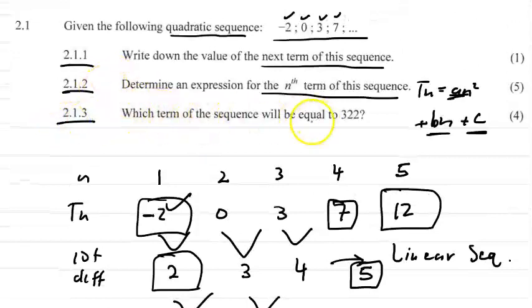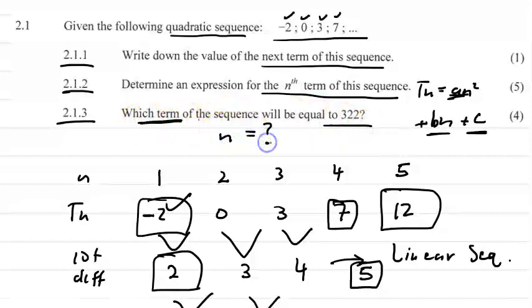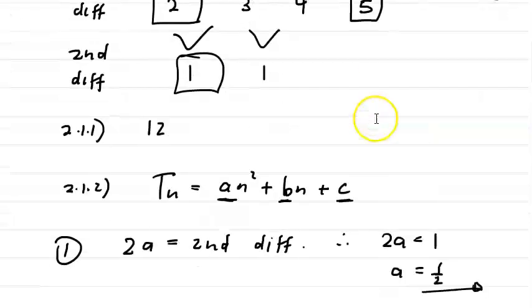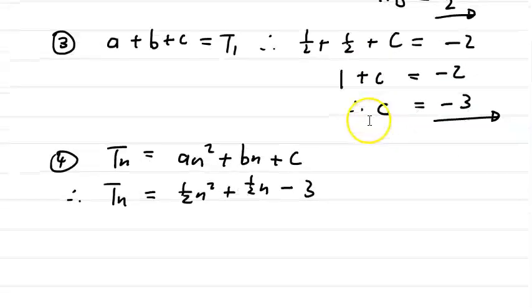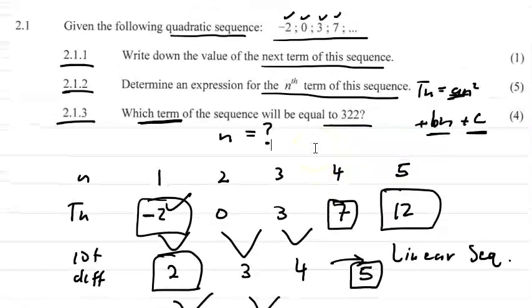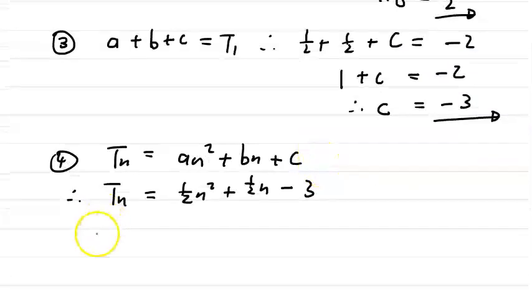2.1.3, which term of the sequence will be equal to 322? So now in this particular question, the "which term", basically they want you to find n. Right, so all we have to do now is, remember they're giving us Tn, which is 322. So therefore, for this particular question, 2.1.3, it's going to be as follows.